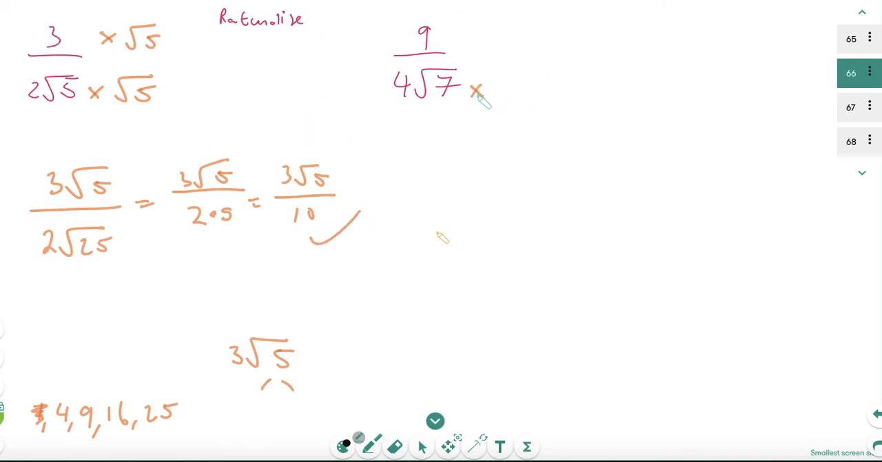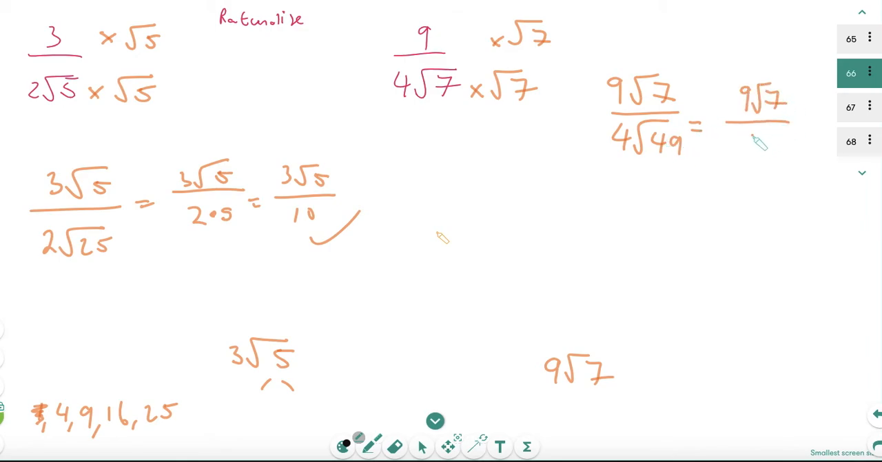This one, same thing here. 4 root 7 times by root 7. 9 times root 7 is 9 root 7. Root 7 times root 7 is root 49, so 4 root 49. We simplify the bottom, 9 root 7. Well, does 4 go into 7? No. So therefore, we can't simplify that. The square root of 49 is 7, actually. So 4 root 7 over 4 times 7. 9 root 7 over 28. Look at the integers. Can we simplify 9 and 28? No. Then we're done. Boom.